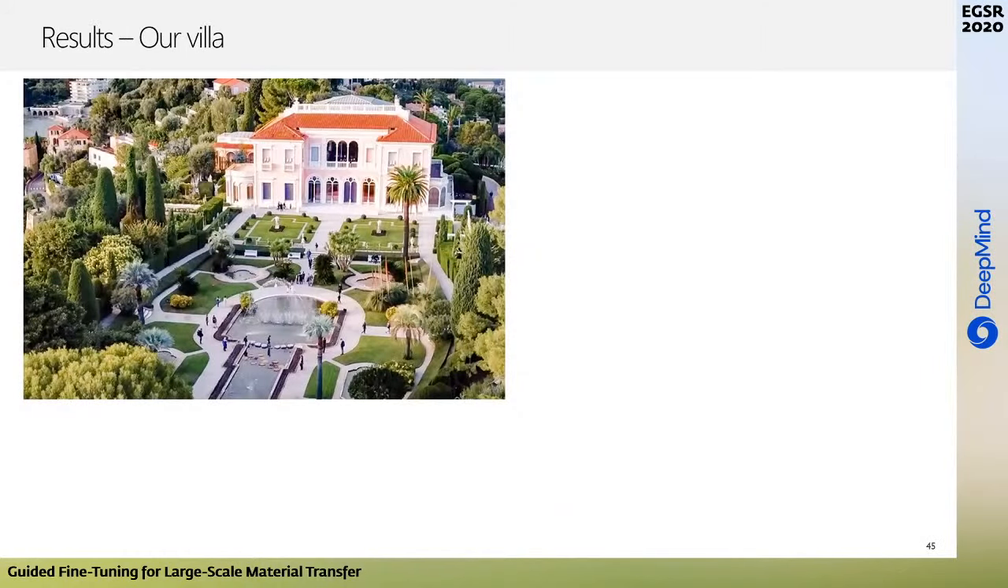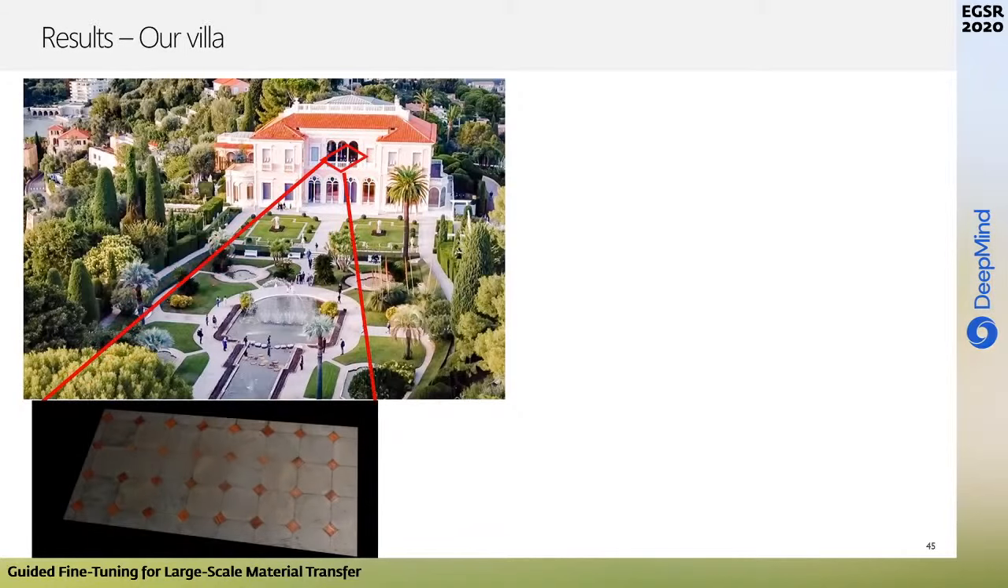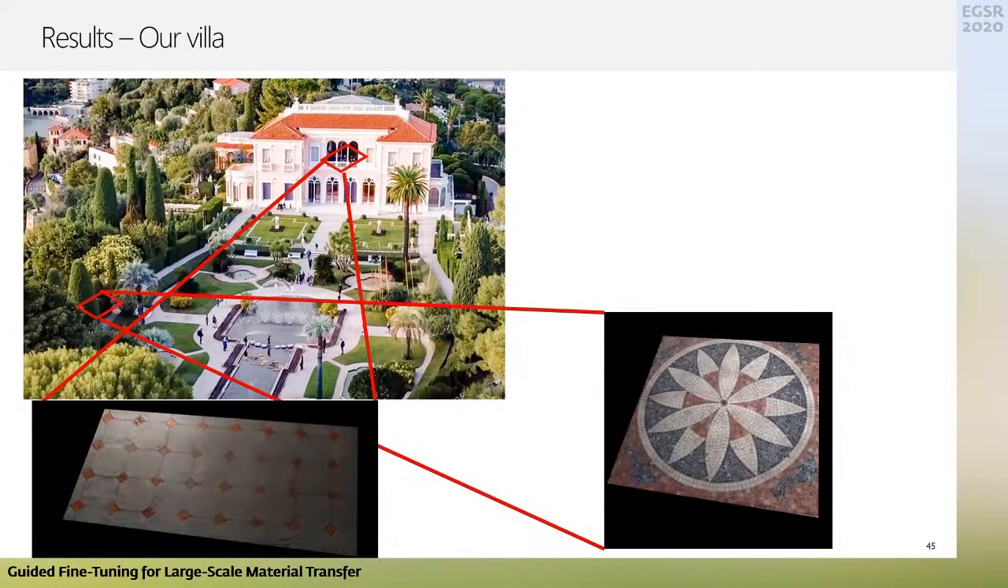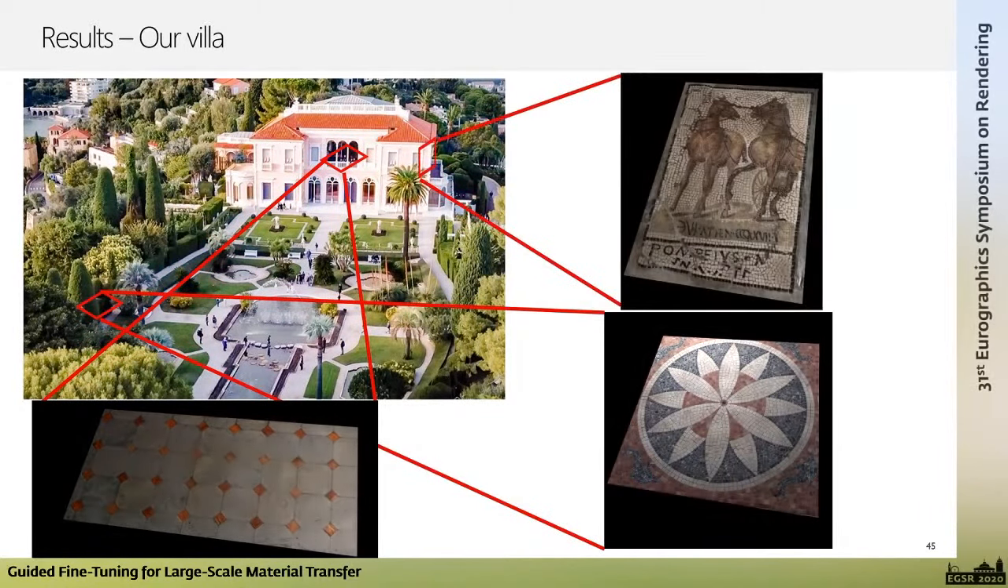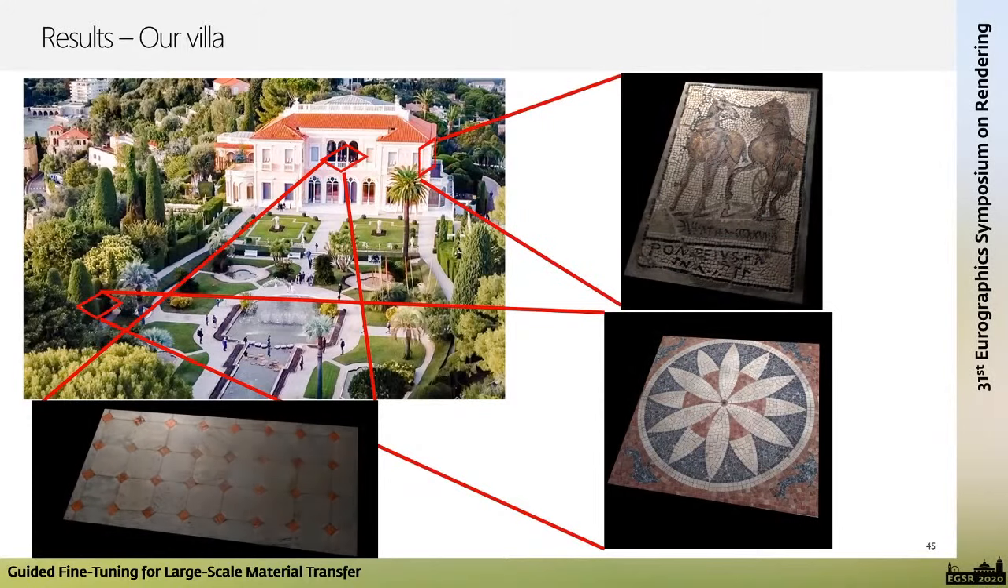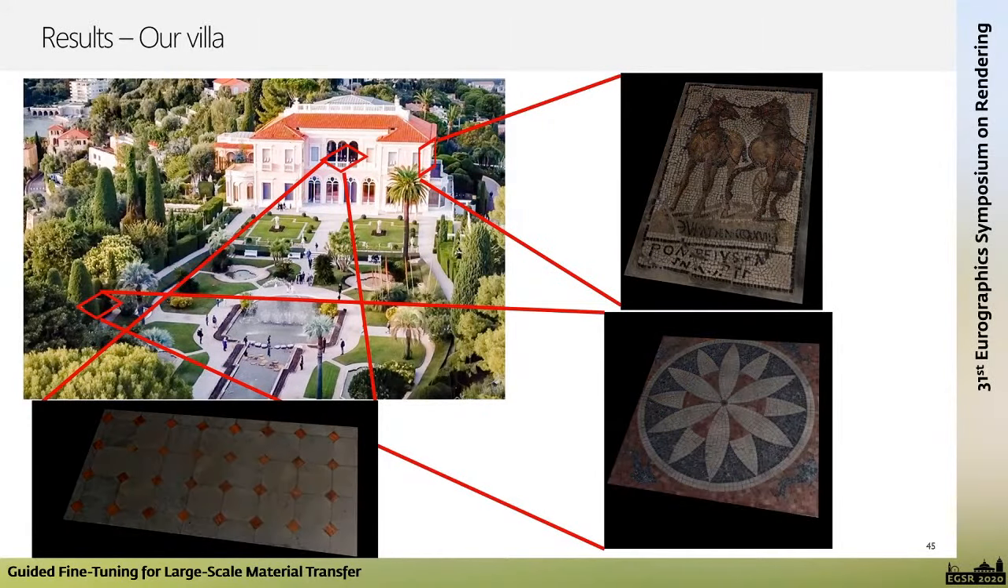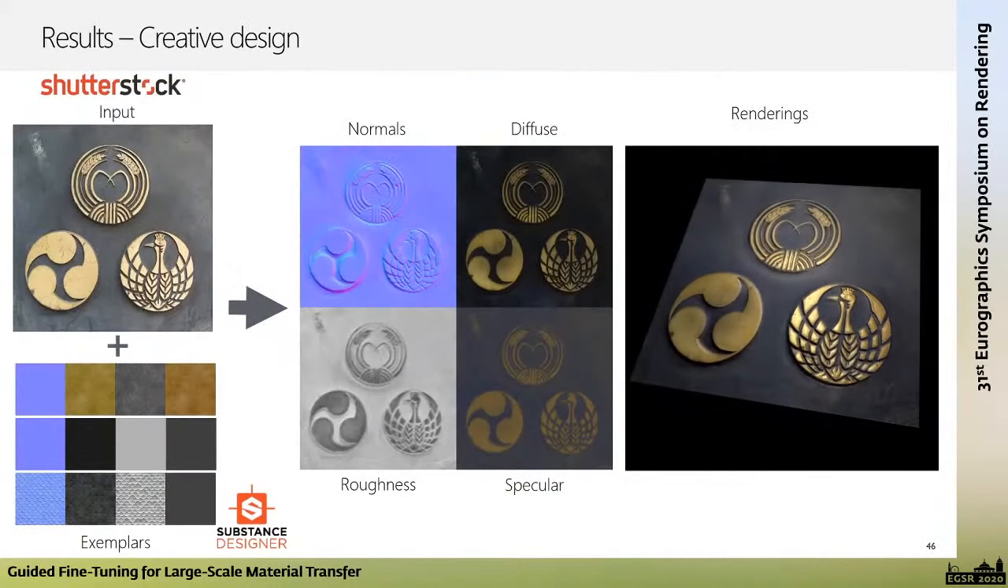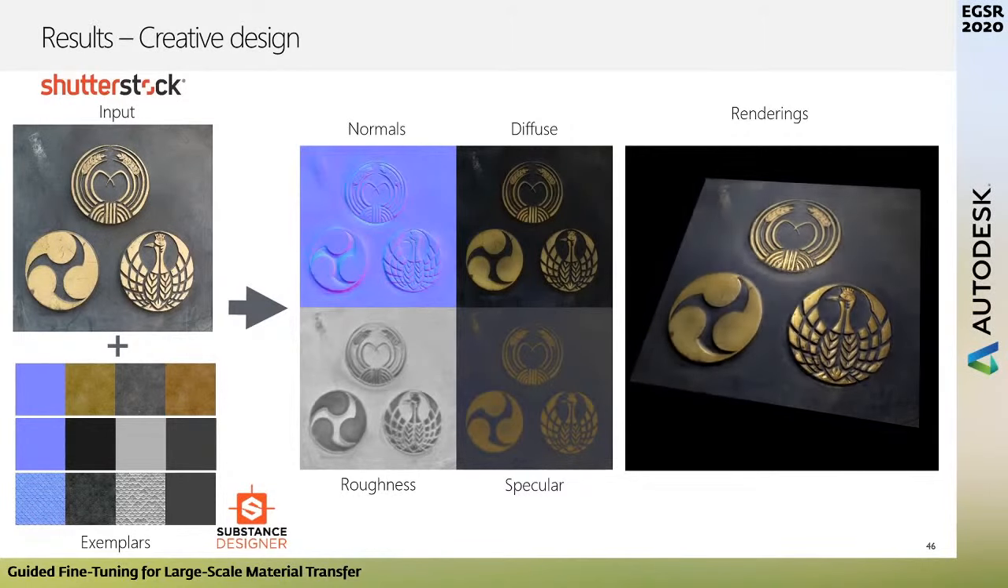So, back to our villa. We now have a virtual representation of the surfaces I mentioned in the beginning. Here we have another example of the creative design workflow I described earlier. As I mentioned, this pipeline allows to easily apply our method to a large variety of surfaces, and to quickly transform existing textures to PBR materials.